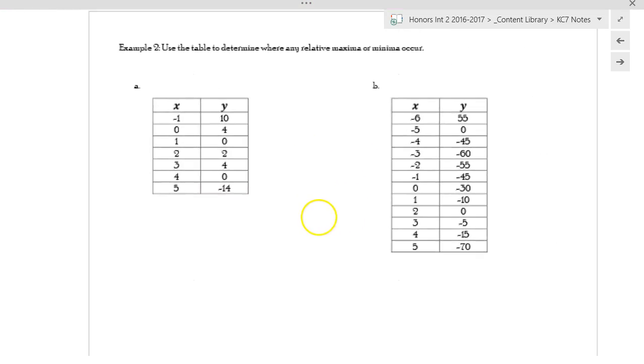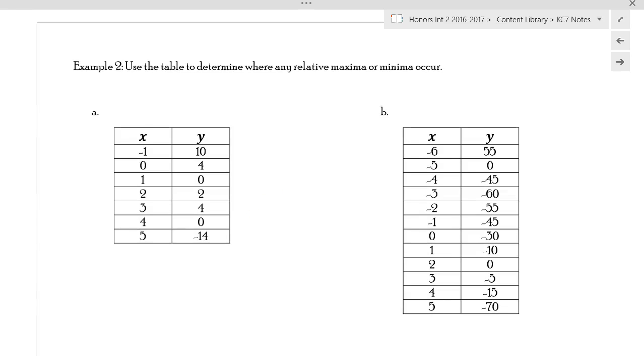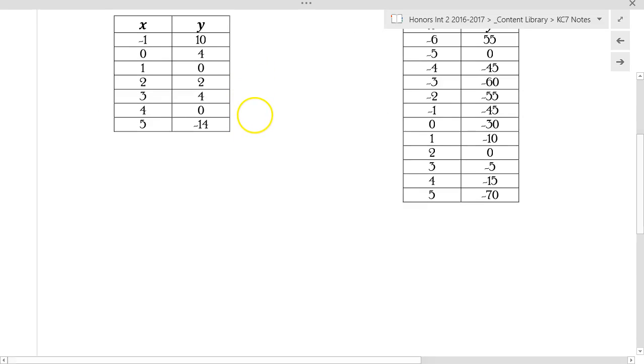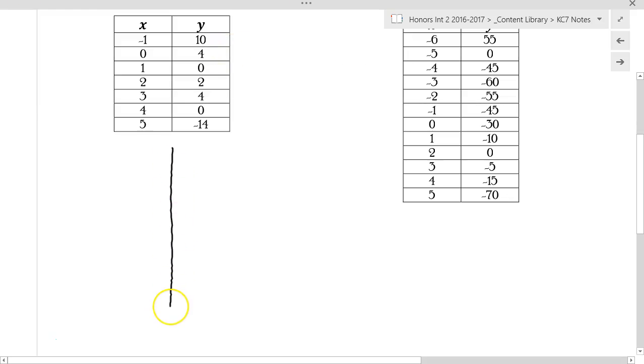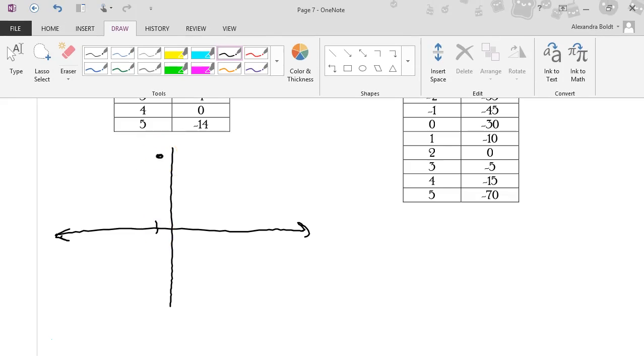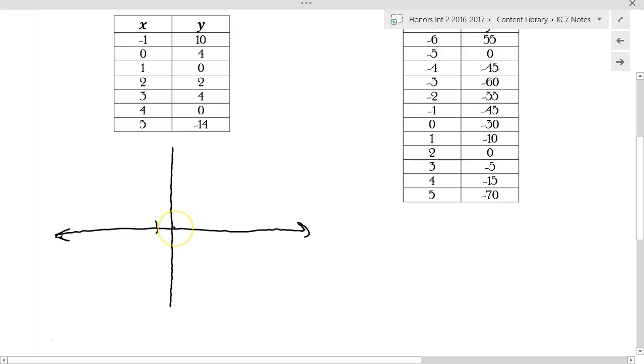Bigger. All right, so looking at example 2. Now I want to use the table to determine where any relative maxima or minima occur. So what we're going to do for these problems is take this table and draw a quick sketch. Negative 1 is up at 10. I'm going to say it's up there. 0 is at 4, about there. 1 is at 0, about there.